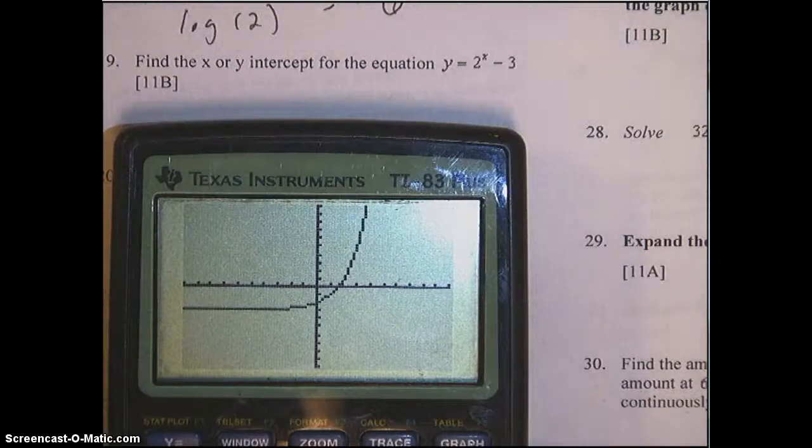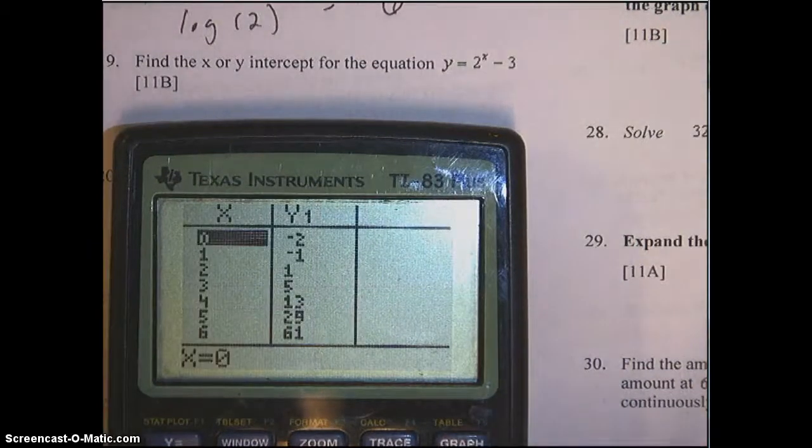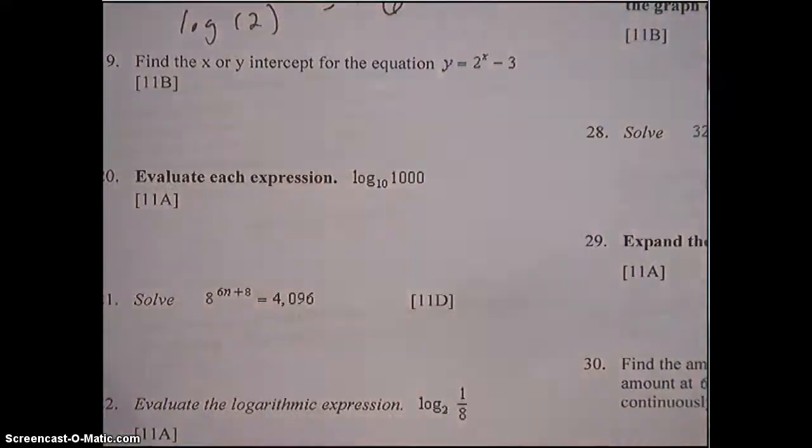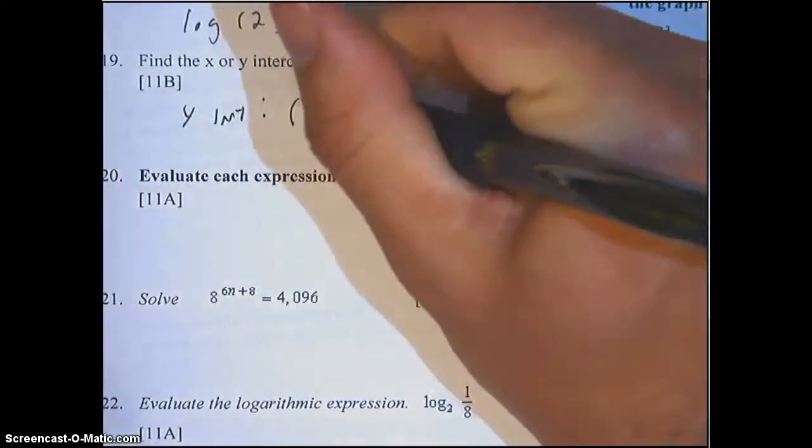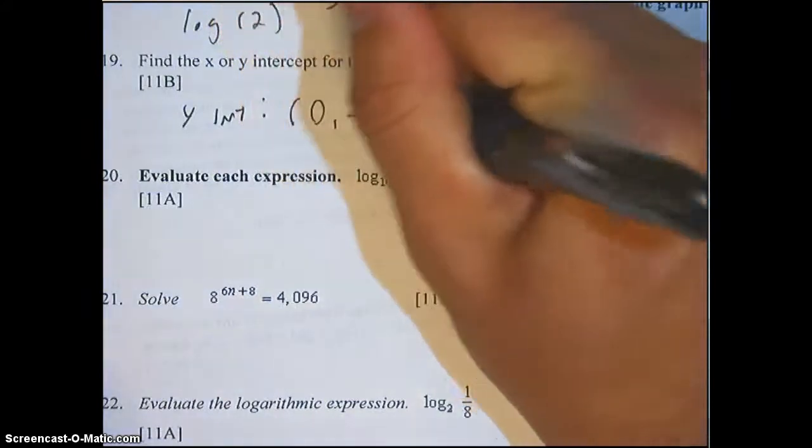The question is where. And I'm going to go to the table. And remember, the y-intercept occurs where x equals 0. And in this case, it occurs at 0, -2, which is the answer here. It's a y-intercept, and it's at 0, -2.